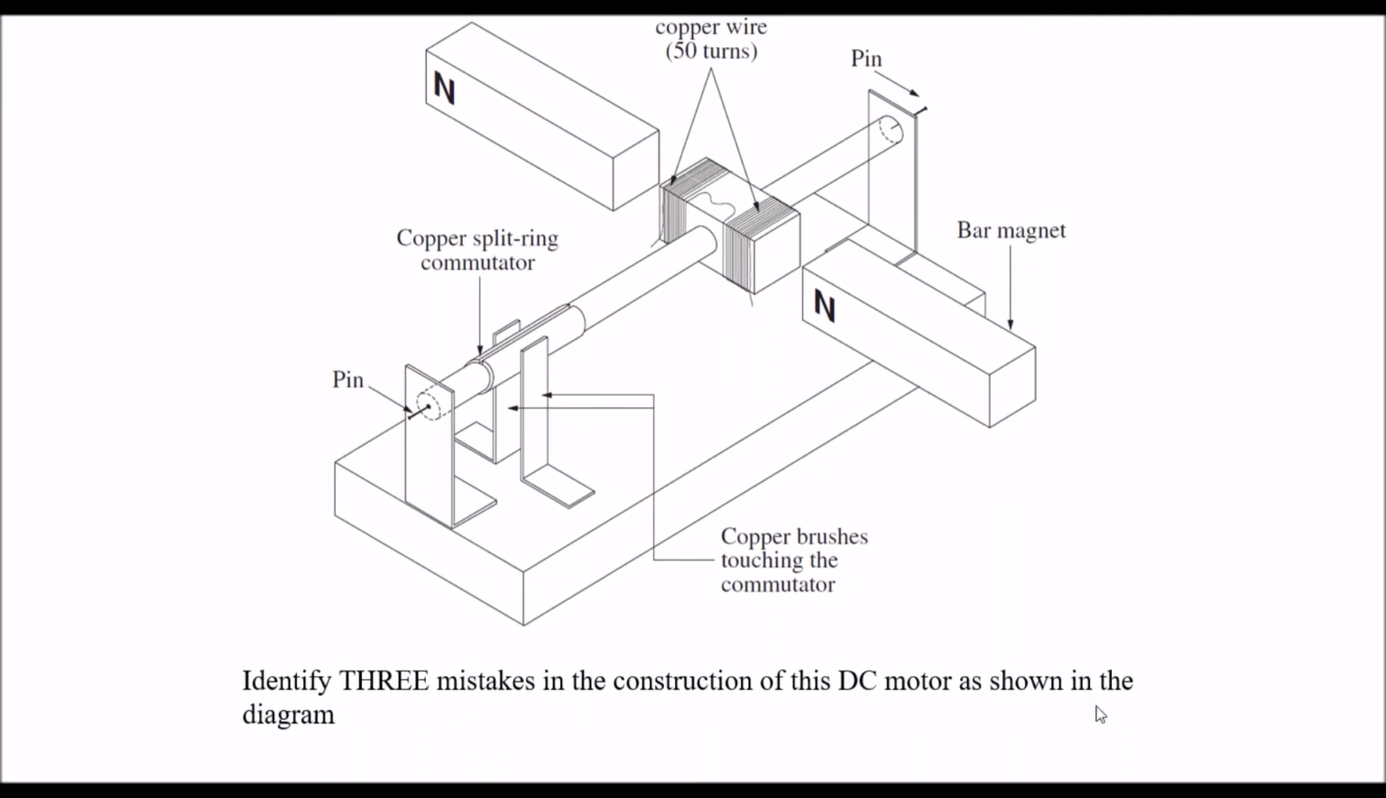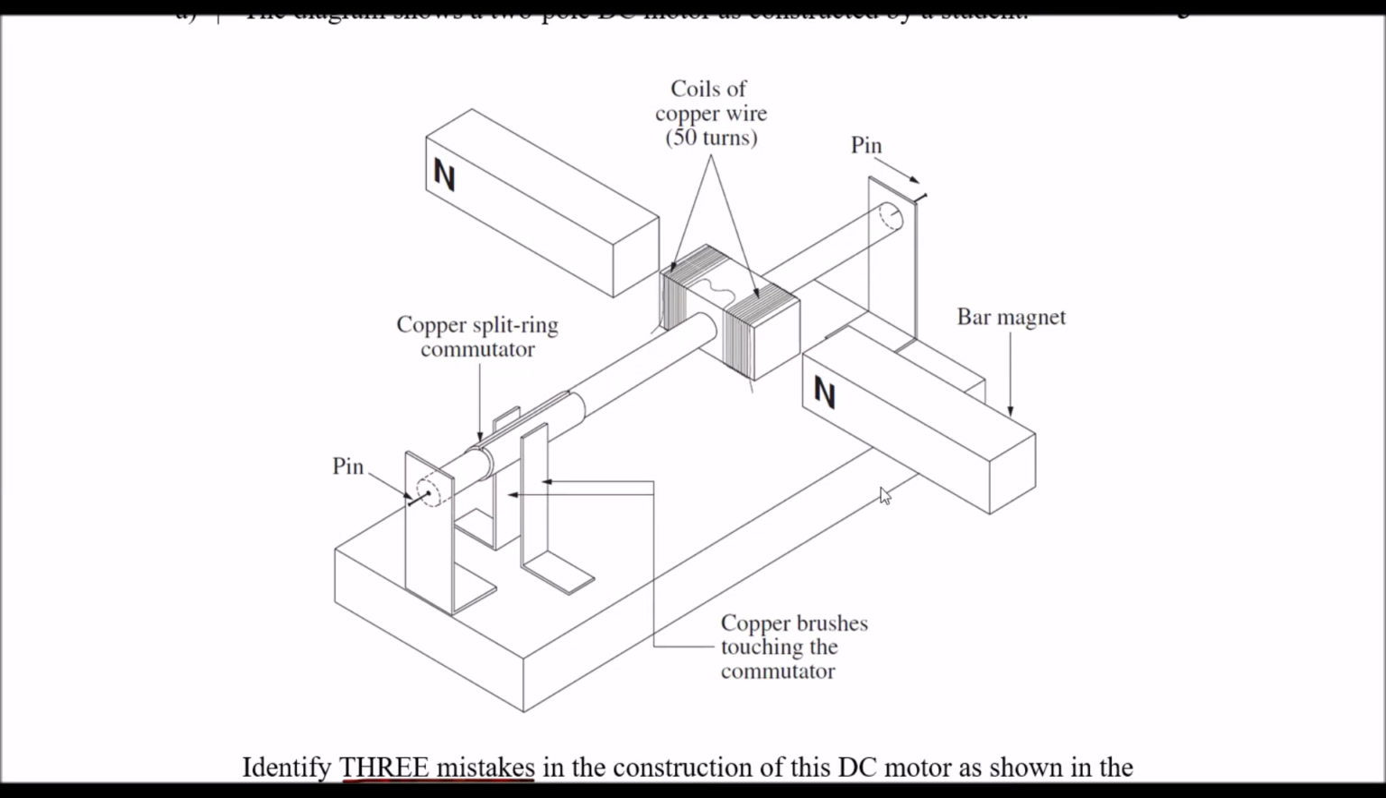In the very first question, it says, identify 3 mistakes in the construction of this DC motor as shown in the diagram. So there's a couple involved here. If we have a look, firstly, with the commutators, the brushes, it's not connected to a power source. If that's the case, then obviously we have an issue of no supplied EMF going into our motor. So the brush is not connected to a power supply.